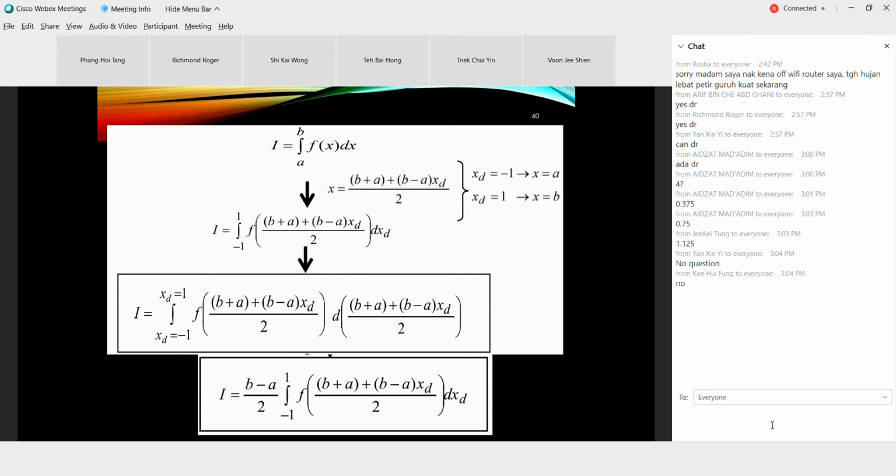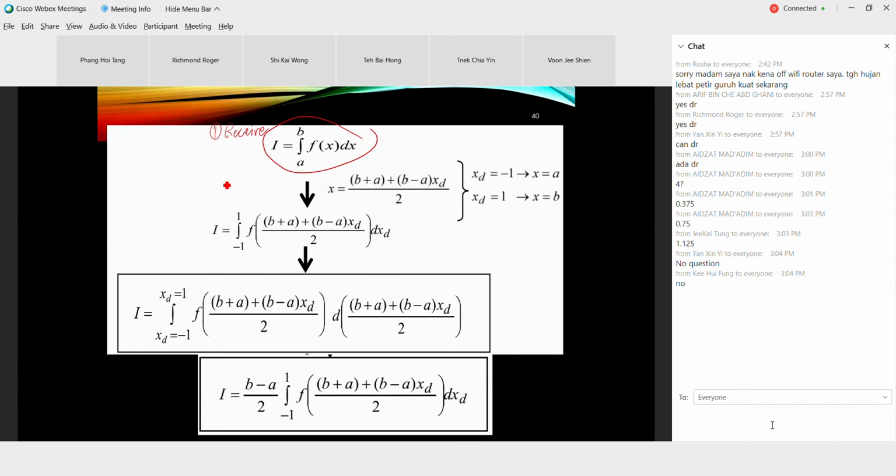So what do we actually do using Gauss quadrature? First, we receive this function with the boundary A to B. And then we need to transform. So this is the first step: receive. We receive this equation, the function with the boundary A to B.